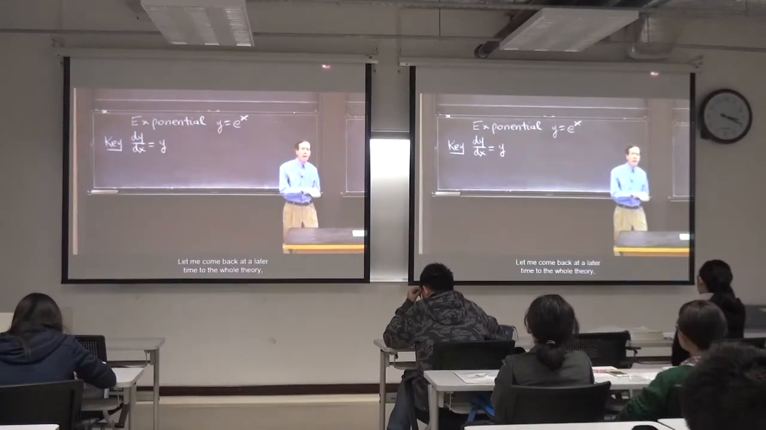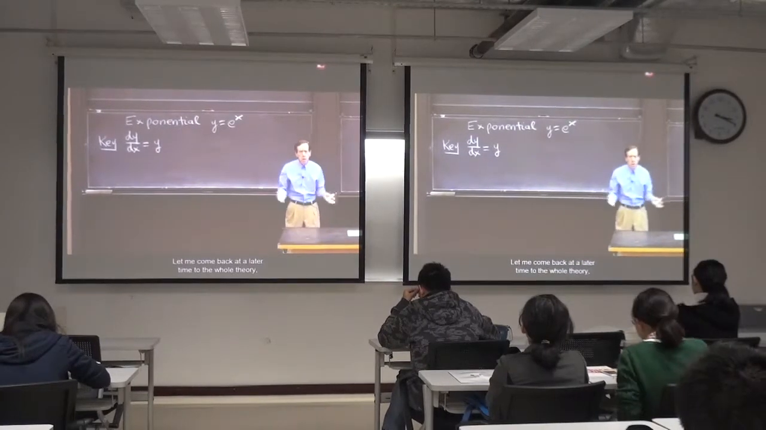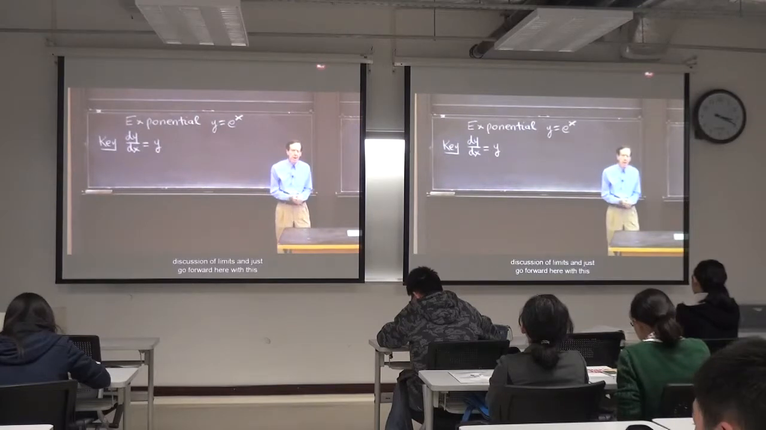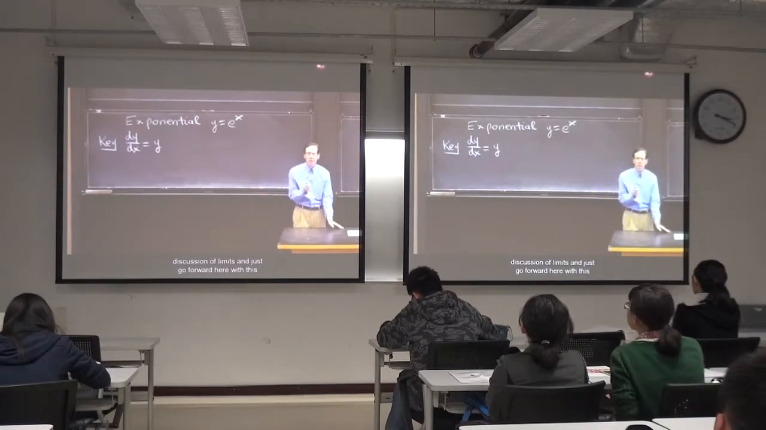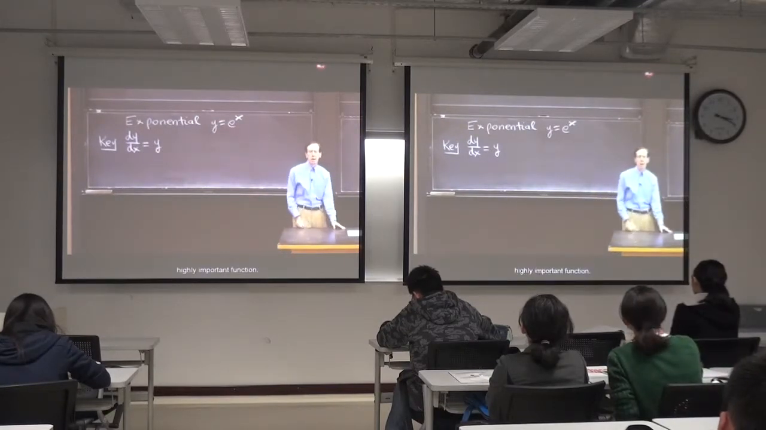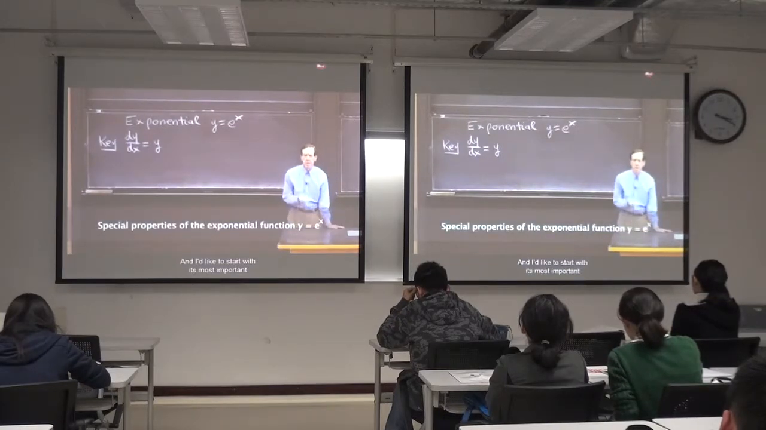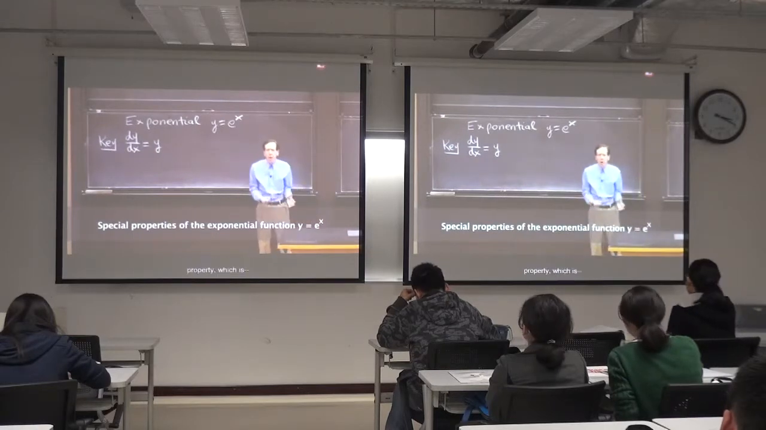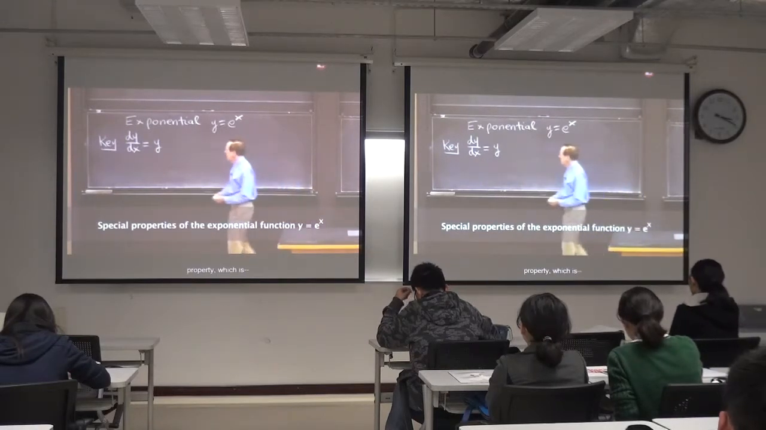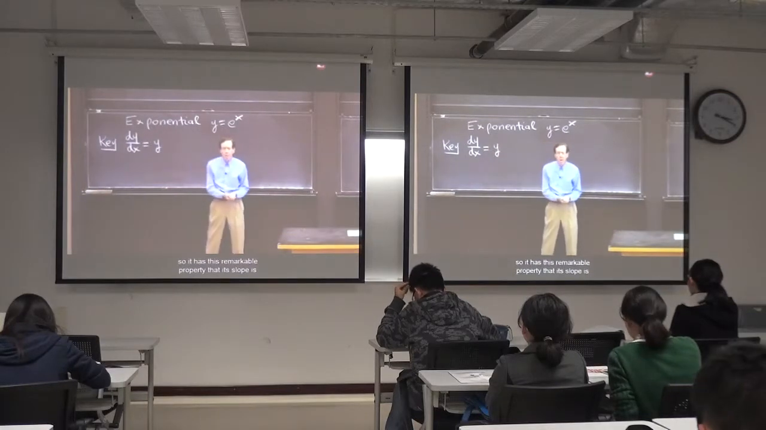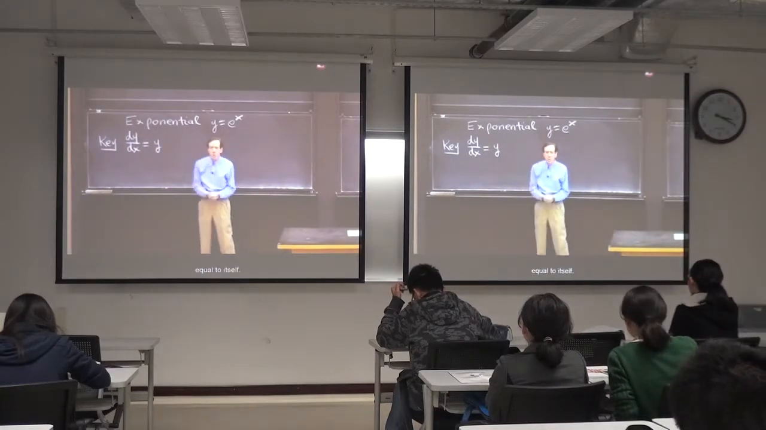Let me come back at a later time to the whole theory, discussion of limits, and just go forward here with this highly important function. And I'd like to start with its most important property, which is, so it has this remarkable property that its slope is equal to itself.